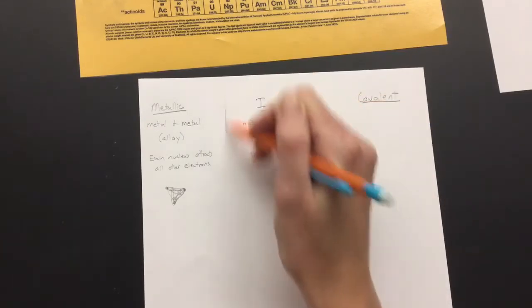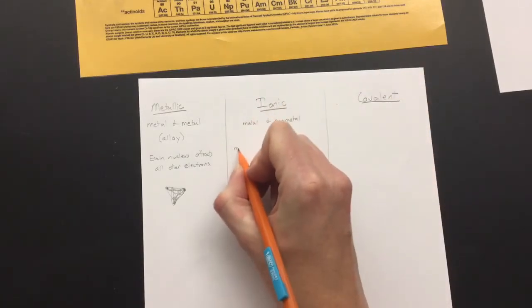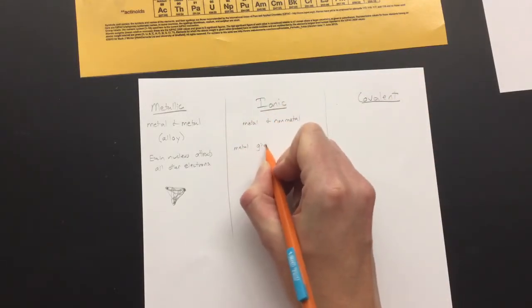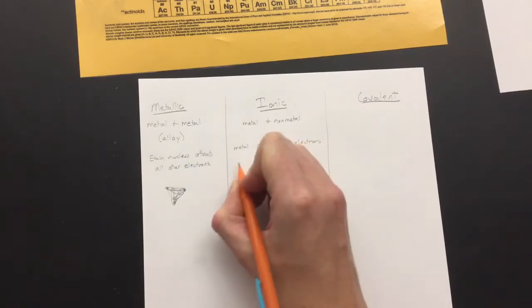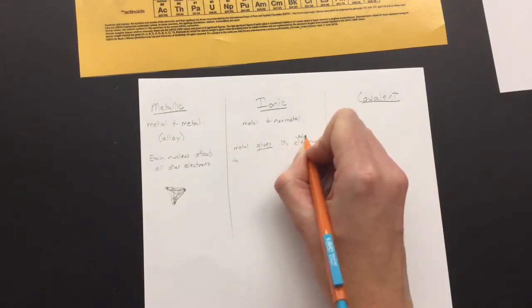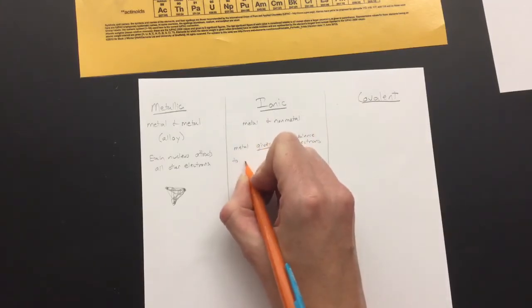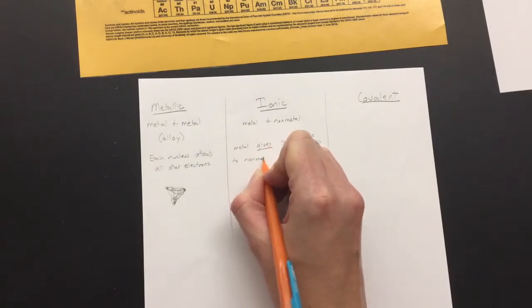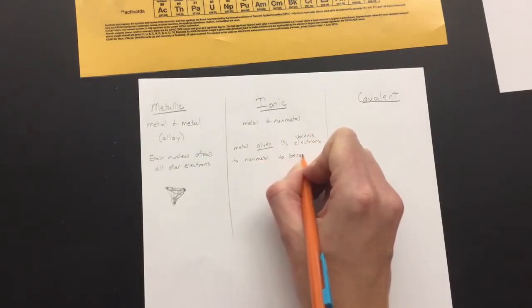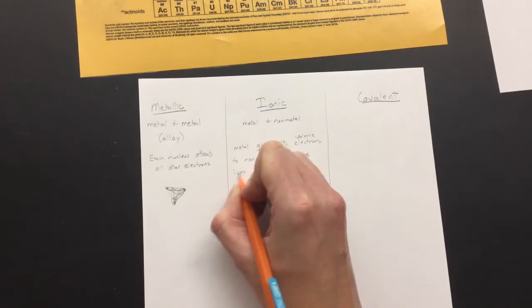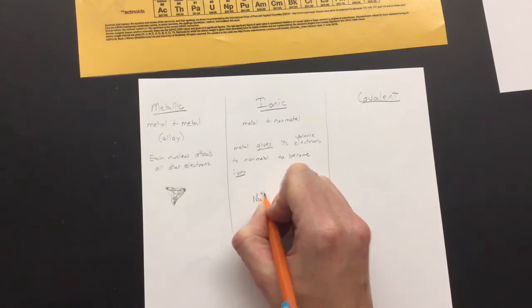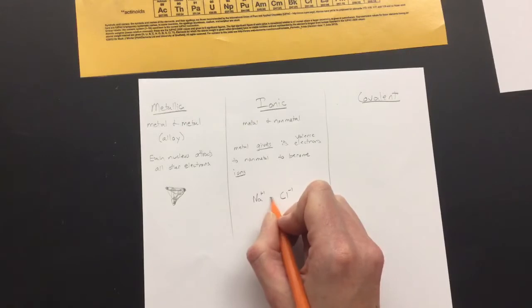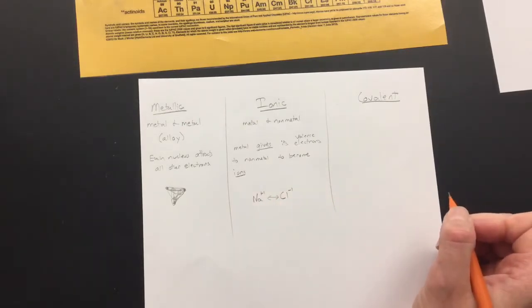In this kind of compound, your metal gives up its electrons, and we're talking about valence electrons here, to a nonmetal. Those two both become ions. In fact, they become oppositely charged ions. So, for example, sodium becomes a +1 and chlorine becomes a -1. And those plus and minus charges attract each other, and that's what holds them together.